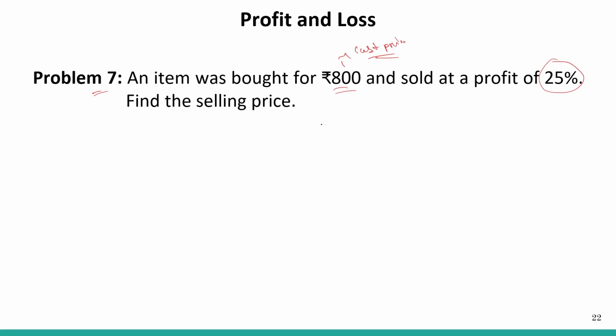Since the profit is 25% and we have the cost price, 25% of 800, that is the cost price, is equal to 25 by 100 into 800, right? Cutting 2 zeros from numerator and denominator, we are left with 25 into 8, which is equal to 200. So 200 rupees will be his profit amount.